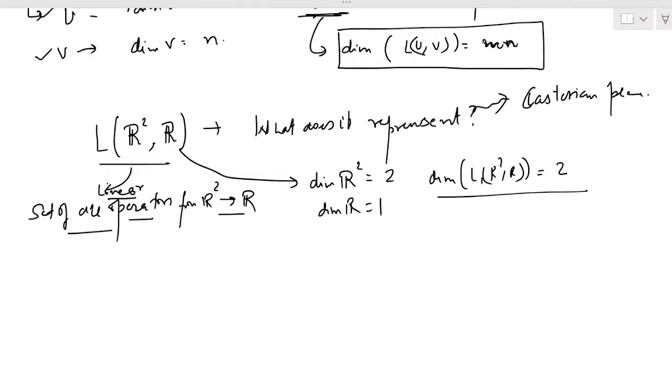Because you can make an isomorphism. I'm not going there, but understand that this is isomorphic to R square only. So it represents a plane.